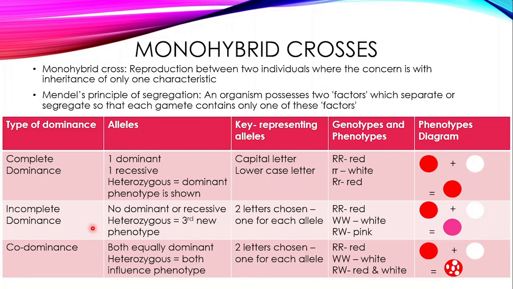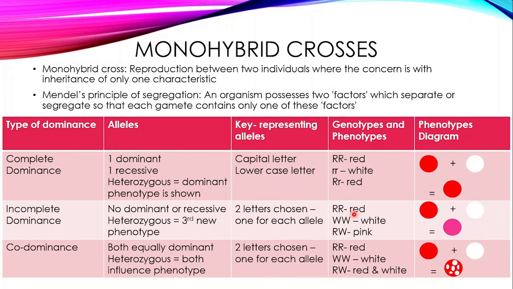So the word kind of gives us an idea of what it's saying. Incomplete dominance means that nothing is dominant and nothing is recessive. And then in the heterozygous condition, a third new phenotype is shown. The keys that we use to represent it, so we use two letters now. For complete dominance, we only use one letter. For incomplete dominance, we use two letters, and for codominance, we use two letters.